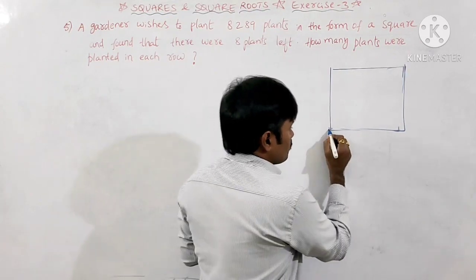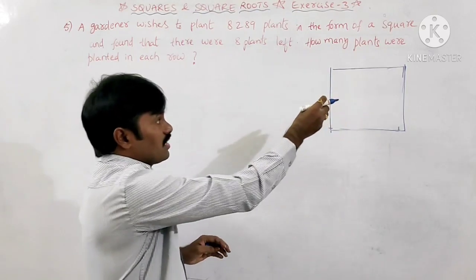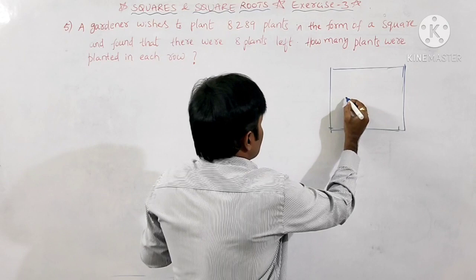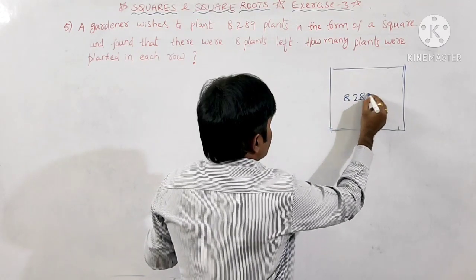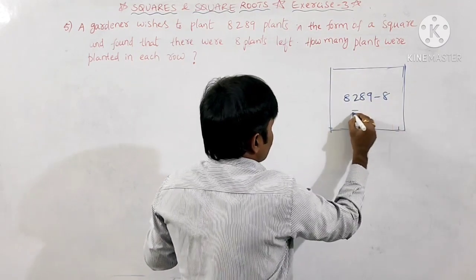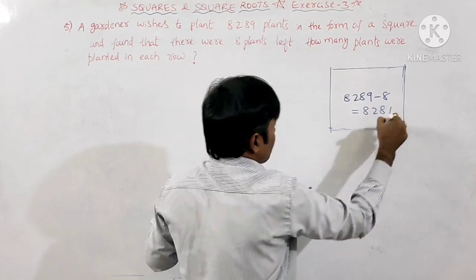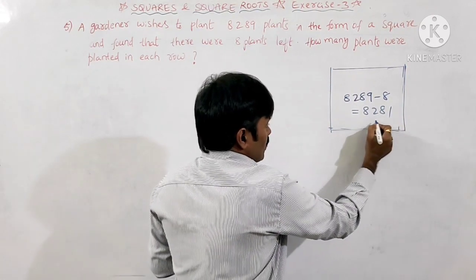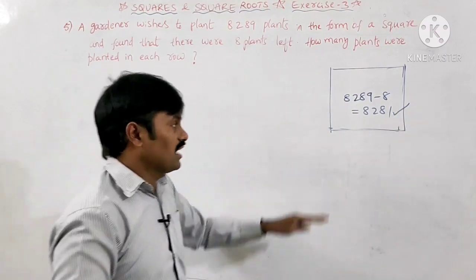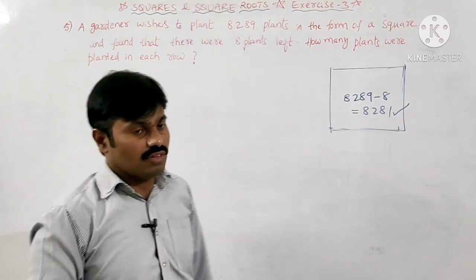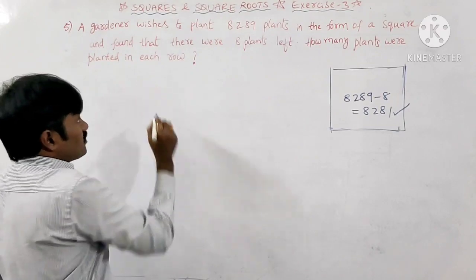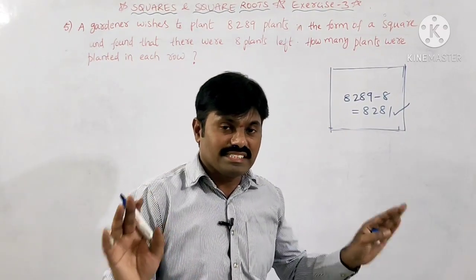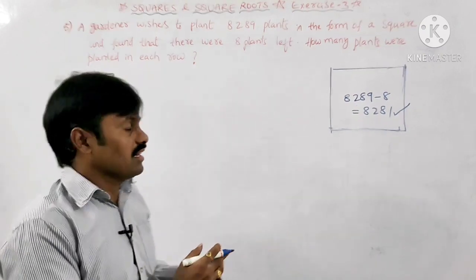So how to find how many plants were planted in each row? Here, 8289 minus the 8 plants left, so 8281 plants were planted. So this many plants were planted. How many left? 8 plants left. Actually the total number of plants with the gardener is 8289, and of these, 8 plants were left.